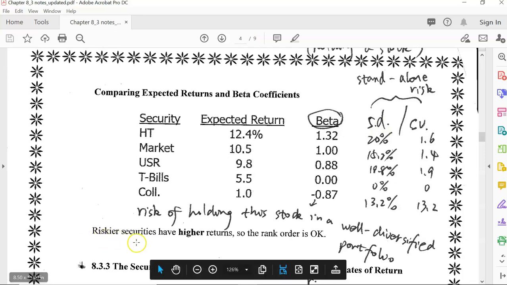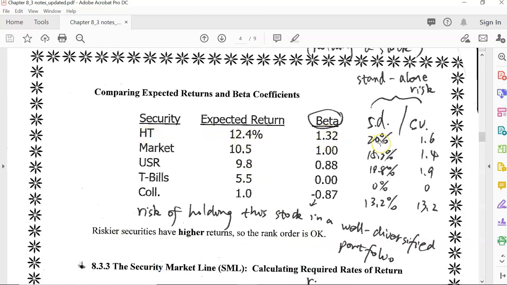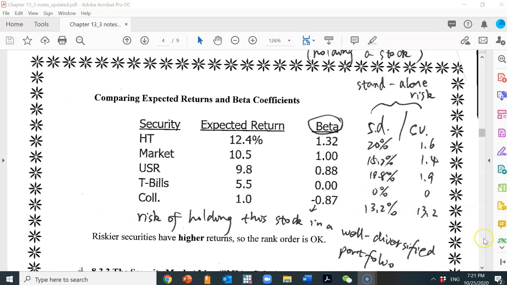Riskier securities have higher returns, so the rank order is okay. The high-tech industry has the highest return, and it also has the highest beta and highest standard deviation. As the return goes down, we see beta goes down and standard deviation goes down, except for collectibles, whose standard deviation is still a little bit high.